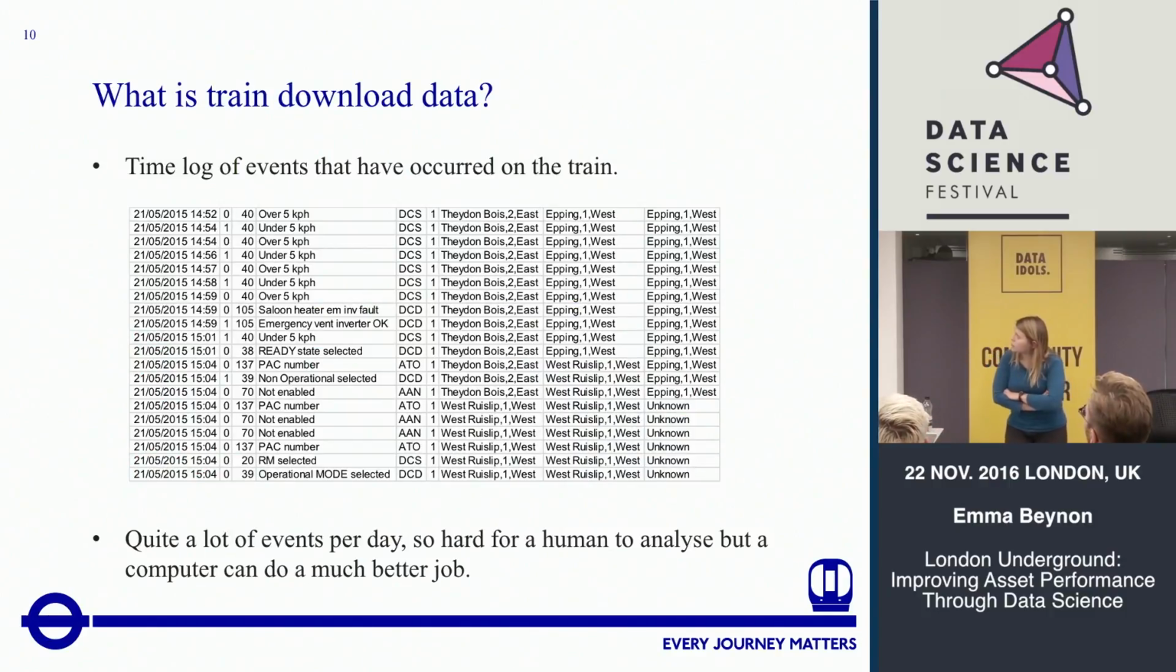So what's train download data? It's just a time log of events that have occurred on the train. This is what it looks like for a small section of the day, and you can see there are lots of events that happen all the time, and some of them aren't that interesting, like under 5 kilometers per hour, over, under, over. But there are quite a lot of events per day, so you wouldn't want to do this as a human being. It'd be quite boring. And also a computer can do a much better job at choosing things.